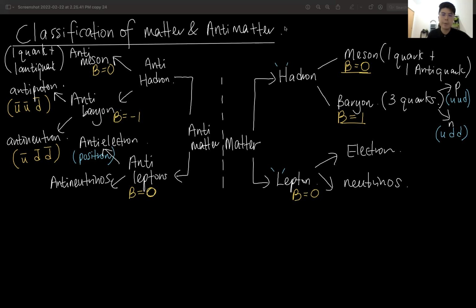Now, other than the baryon number, we also have a lepton number. Only 2 new terms: the baryon number and the lepton number. So the lepton number L: as long as it is a lepton, it has a lepton number of 1. The hadron is not a lepton, so L is 0. Anti-hadron is also not a lepton, so lepton number is 0. But anti-lepton, you have -1.